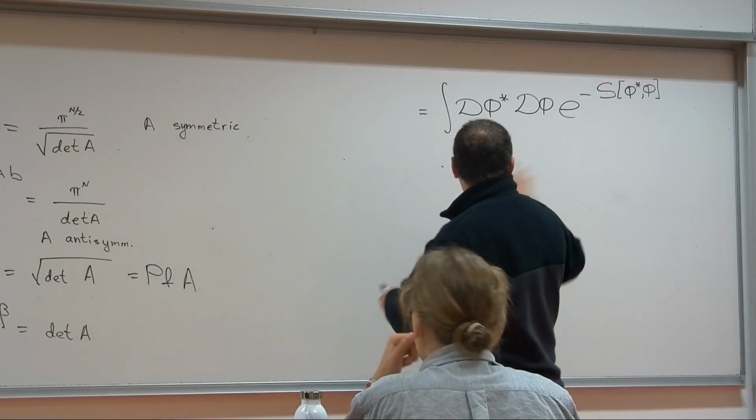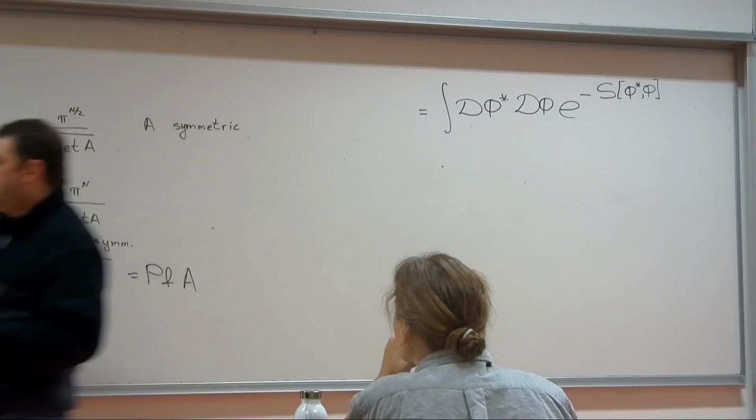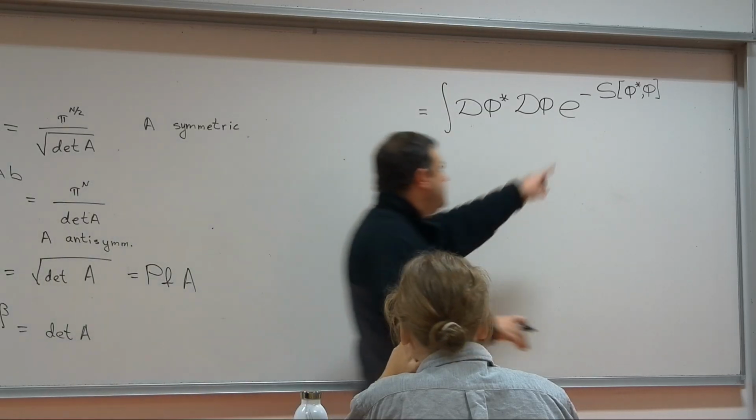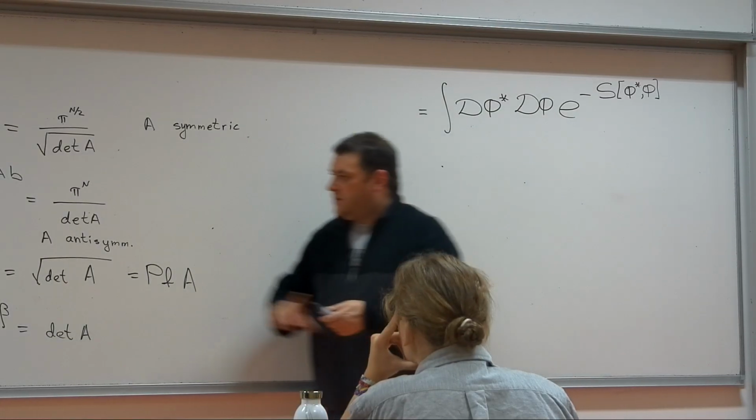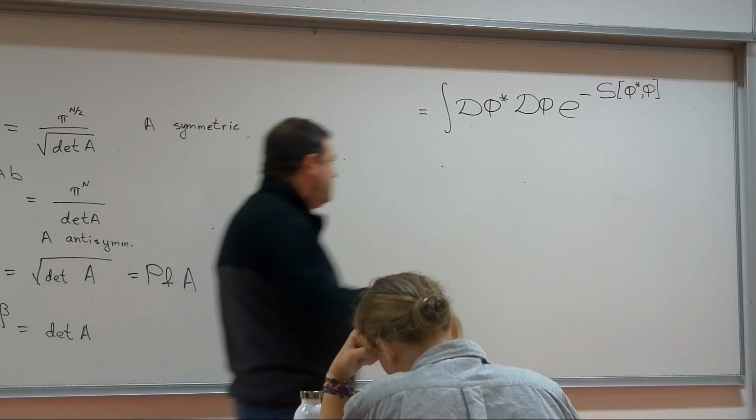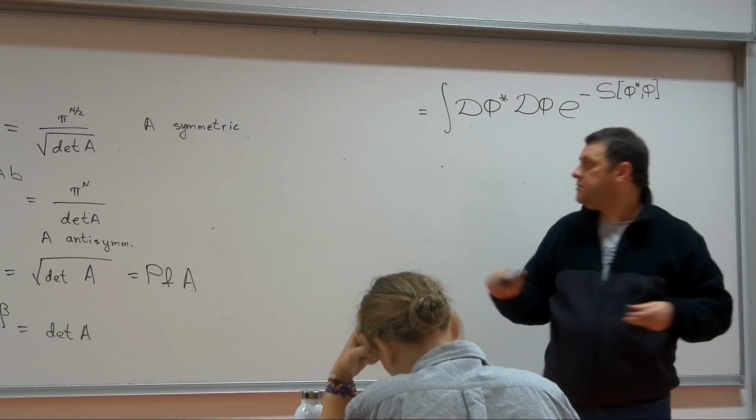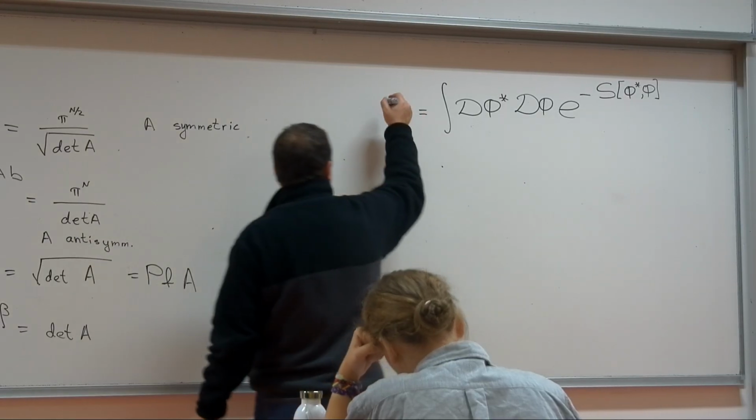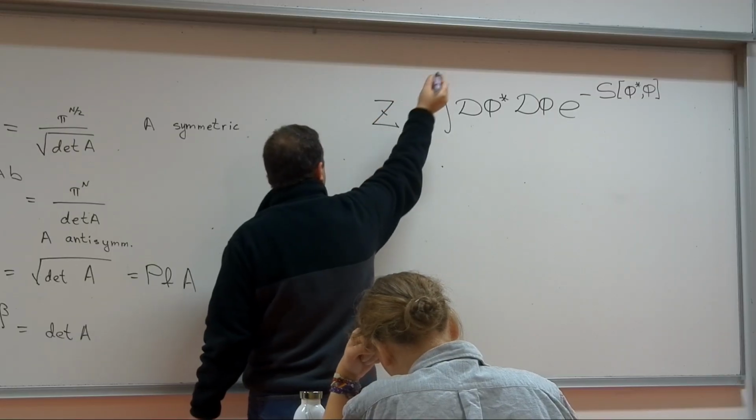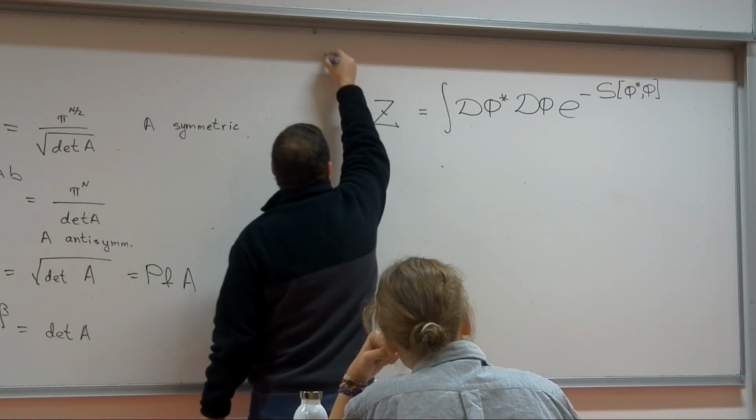It's the determinant of this square bracket matrix. Actually, I have some random signs. I have minus here, and I have minus I there. So it's a determinant times one of them. But actually, this object has a name. It's called Z, and this is called a partition function.